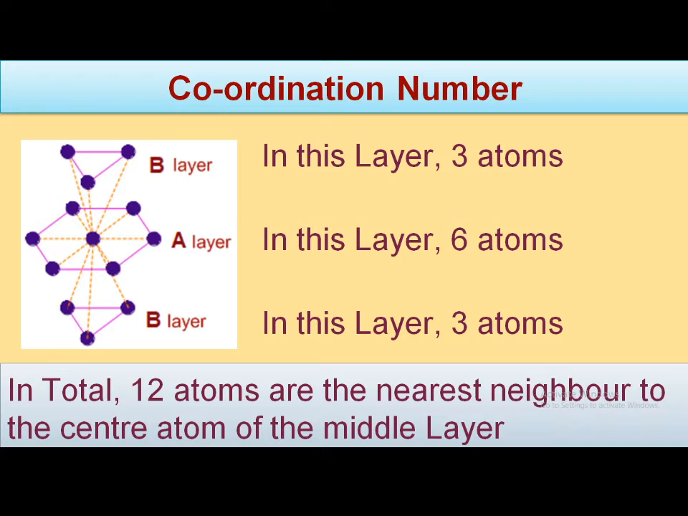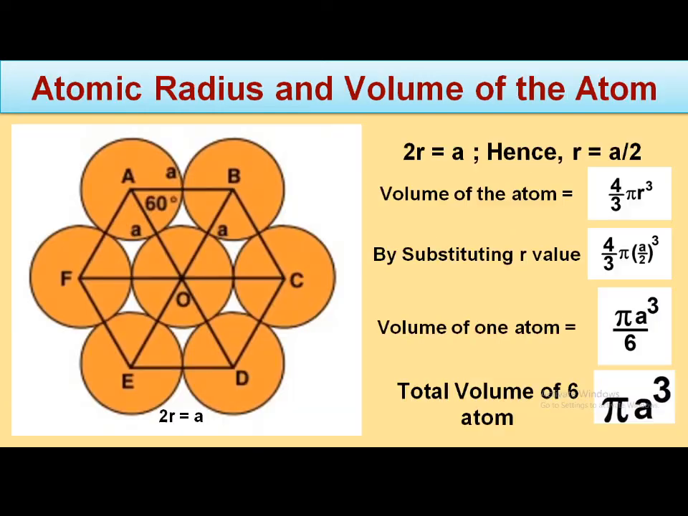So if you take the center atom as the reference atom, it has 6 nearest neighbors in that particular layer, 3 nearest neighbors which are in the B layer on top of the A layer, and 3 nearest neighbors in the B layer below the A layer. So in total, 6 plus 3 plus 3, there are 12 atoms which are touching the reference atom in the center of the A layer. So 12 is the coordination number of the hexagonal close packed structure.